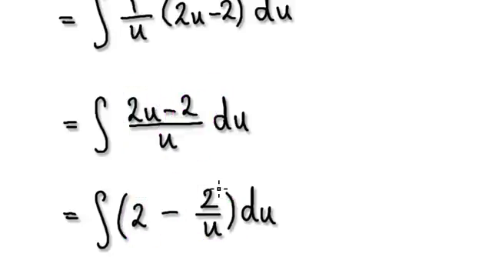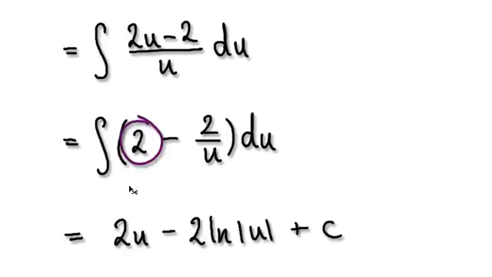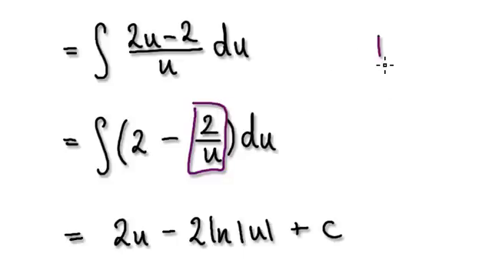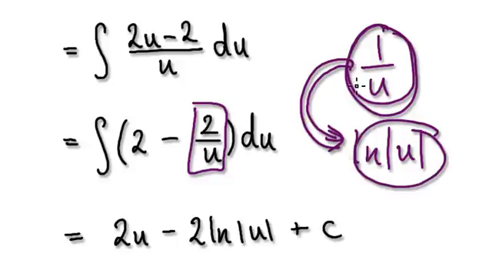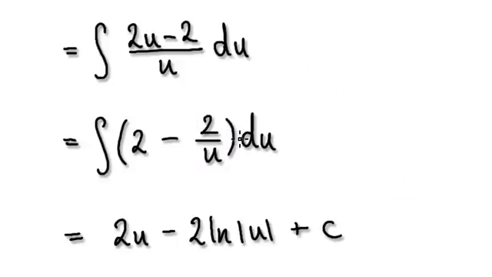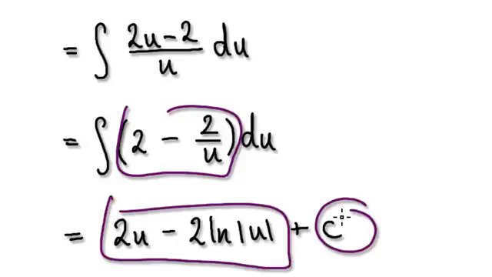And now you integrate it. When you integrate this, it will give you 2u. And remember the integral of 1 over u is the natural log of the absolute value of u. We've done this in the past, so you might have to refer back to it. Integrate this whole thing here, and it will give you this plus a constant.